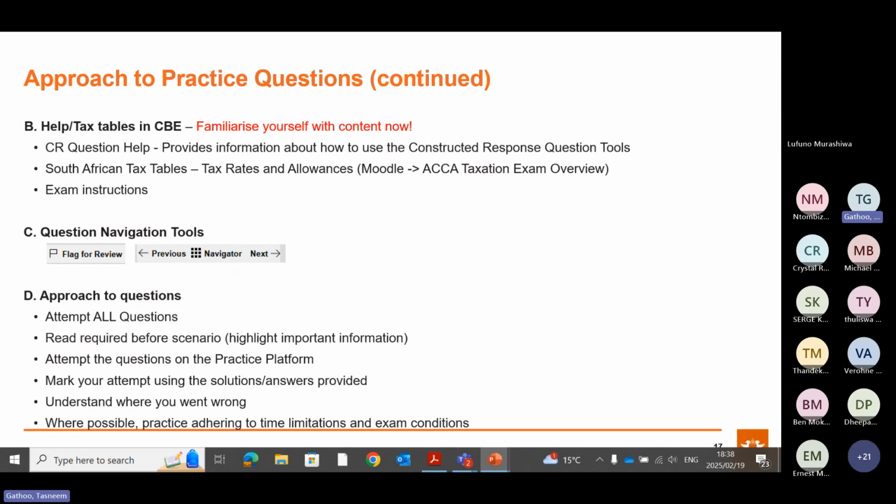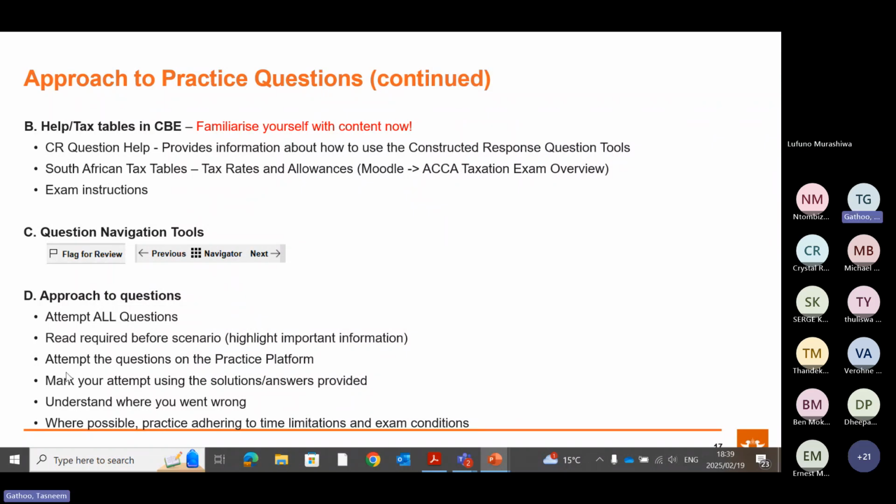Secondly, and we'll go through it as we're going through questions, read your required before your scenario. The reason we say that is because if you already know what the question is asking for, you can, as you are reading the question, highlight the important information that you know is applicable. It will help you get through your question, so you know what information you need.